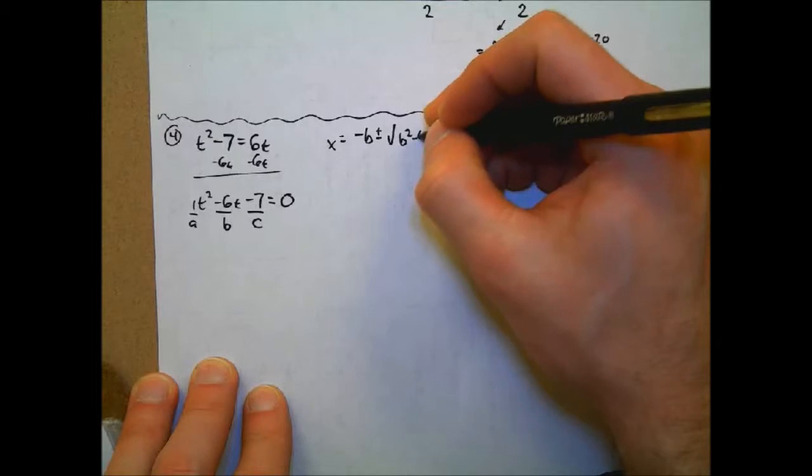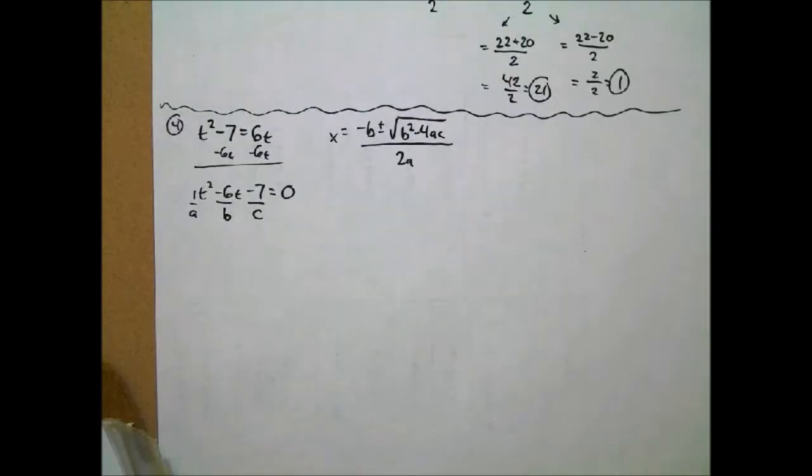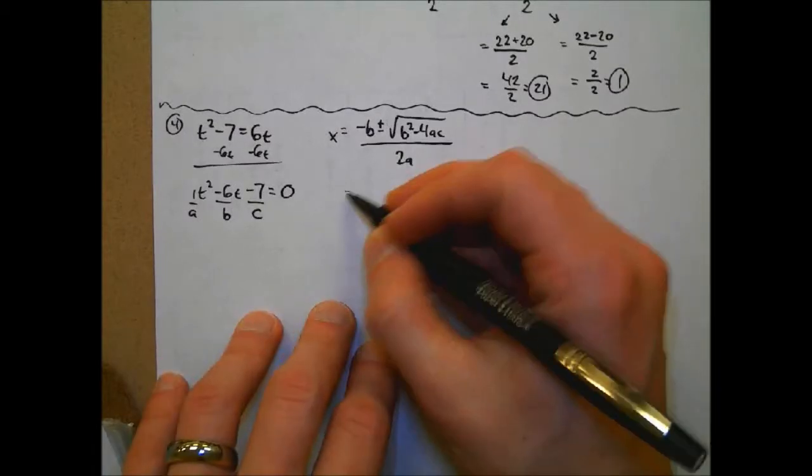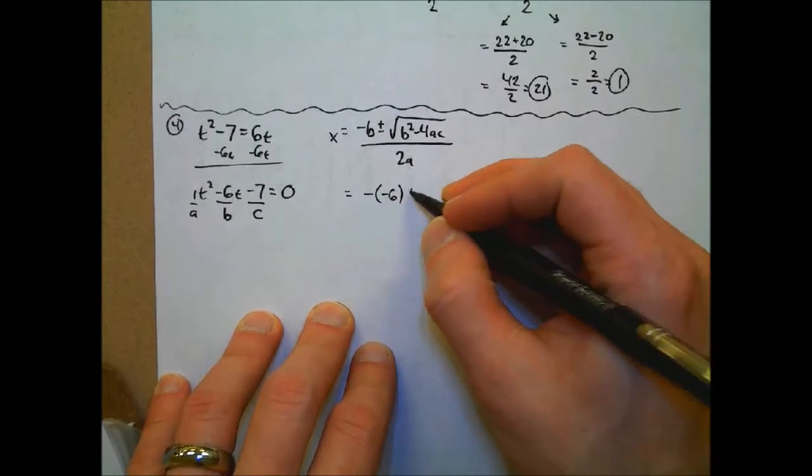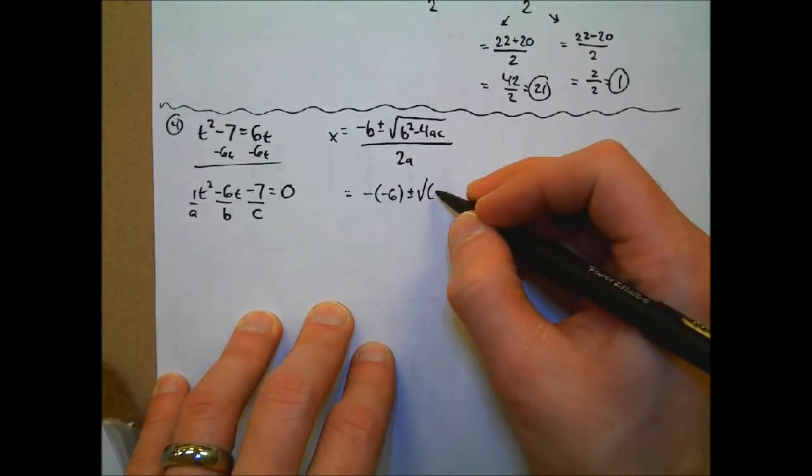Take a look here. We're going to plug in our info. Let's go to Lauren. Okay, so Lauren, what's our B again? Negative what? -6 plus or minus the square root of B, which is -6 squared, minus 4 times what's our A? 1. What's our C? -7. Okay, put that square root over top there, all over 2 times what's our A? 1. Yep. Okay, there it is.